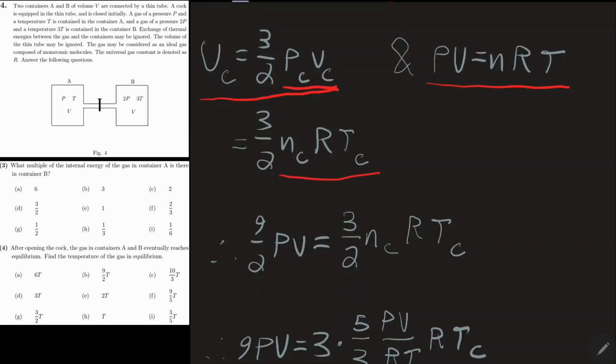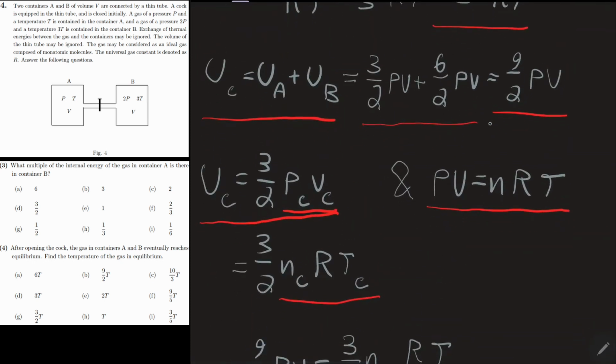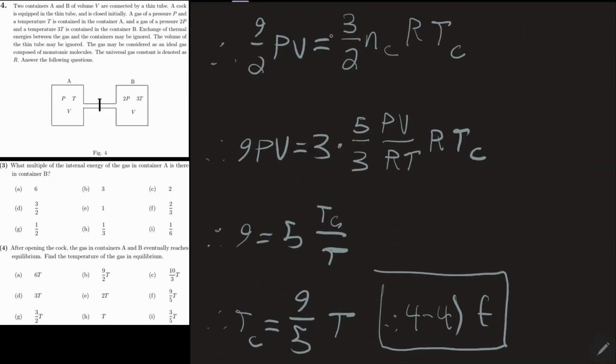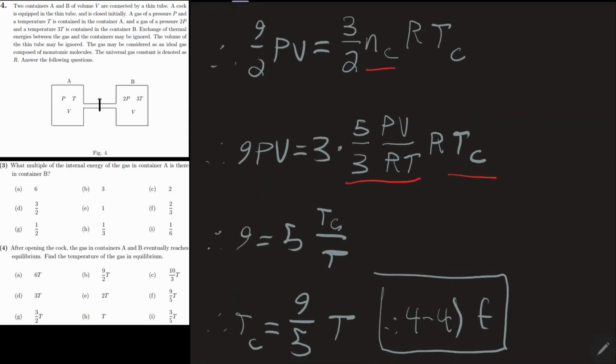So we have that the internal energy of the combined gas is equal to 3 over 2 times the number of moles in the combined gas times R times the temperature of the combined gas. And since this equals the energy of the combined gas, and this also equals the energy of the combined gas, we can just make them equal to each other. So we have 9 over 2 PV equals 3 over 2 N sub C R T sub C. We just found N sub C, so we can sub it in there. And then we're trying to find the temperature of the combined gas. So now you just simplify and rearrange a little. And if you do that, you find that the combined temperature is equal to 9/5 times the original temperature, and that matches option F.